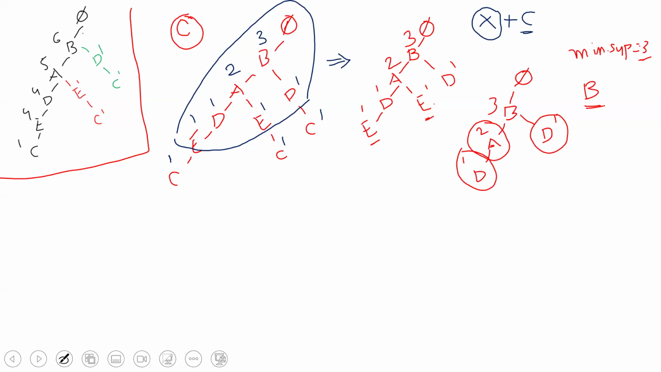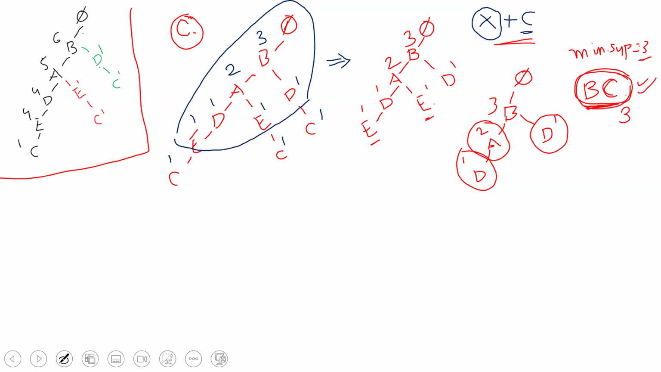The conclusion is that when this tree is projected onto C, we got only one item set, which is B. For this item set, we have to add C at the end. So BC becomes a valid item set, and the support of BC will be 3 because the support of B is 3. Whatever the support of B is, the same support carries over to BC as well. So this is one of the item sets that has been derived.